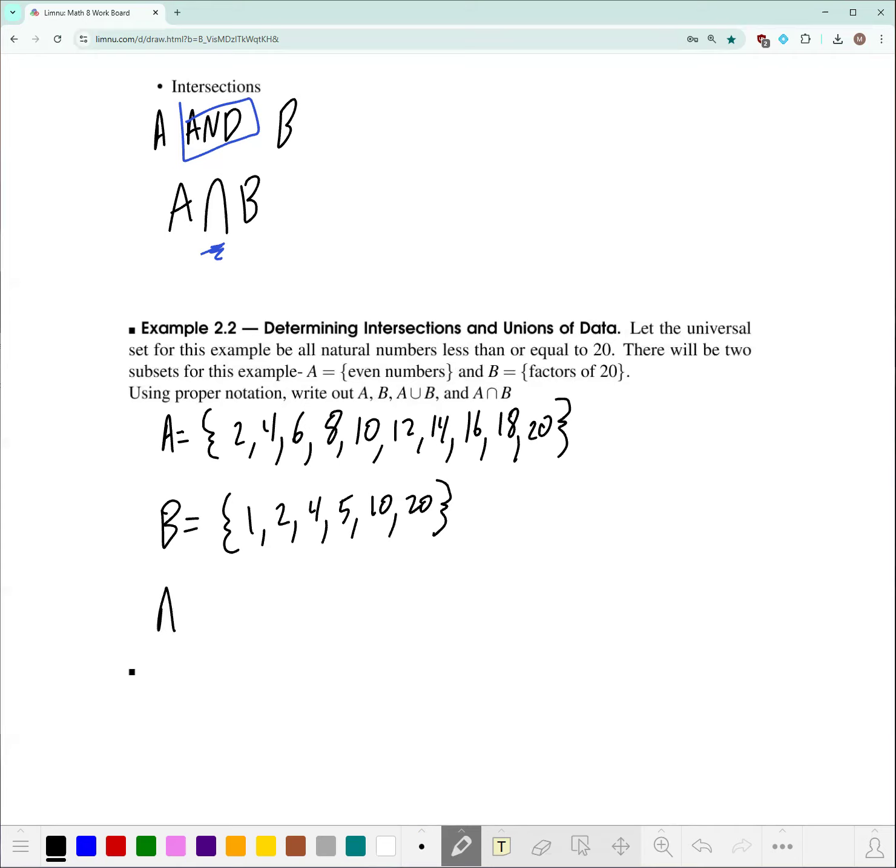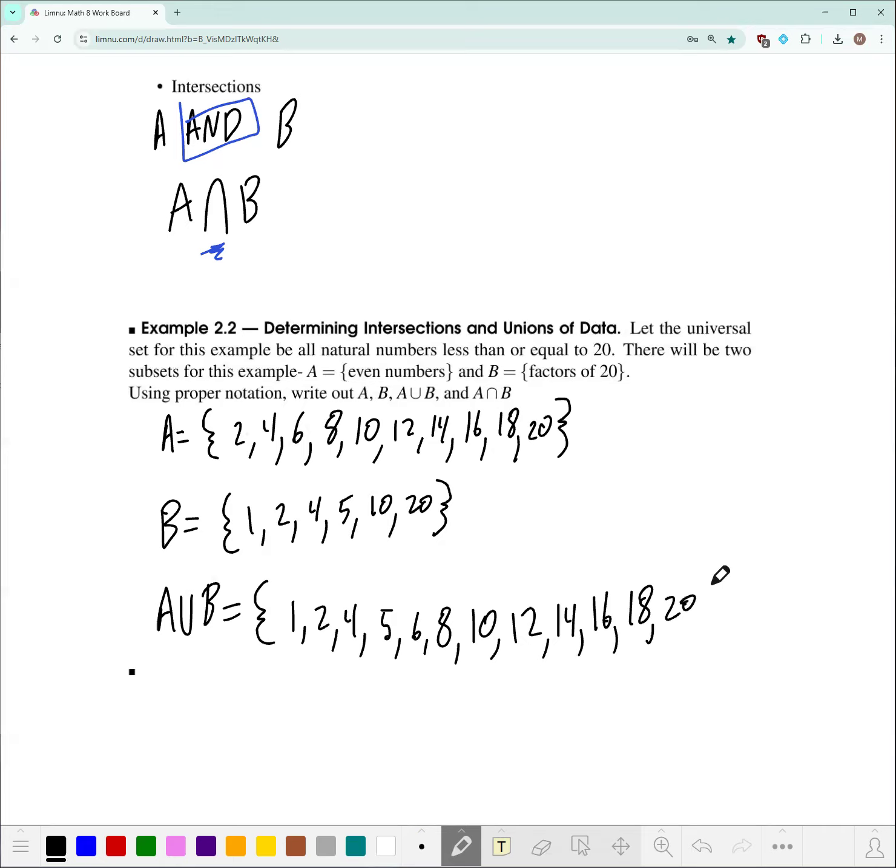Okay, anyway, so A in union with B is equal to any element that is in one or the other or both. So if I see a number in either of these two sets, if an element is in one of the sets or both the sets, I include it in their union. So here we go. I've got 1, 2, 4, 5, 6, 8, 10, 12, 14, 16, 18, and 20.